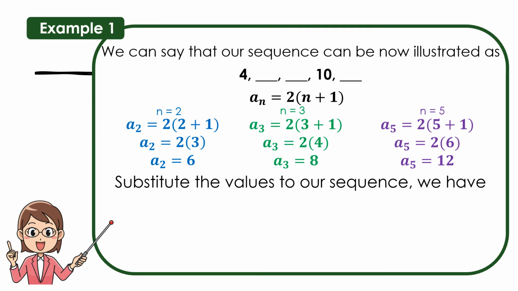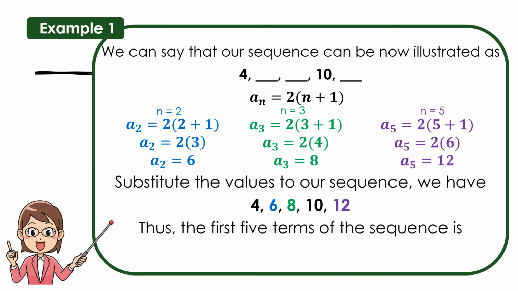Substitute the values to our sequence. We have 4, 6, 8, 10, and 12. Thus, our first 5 terms in the sequence is 4, 6, 8, 10, and 12.